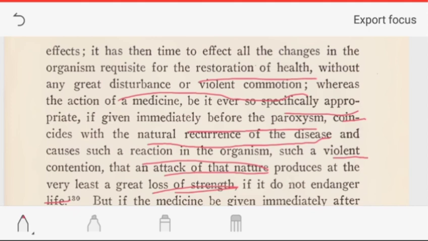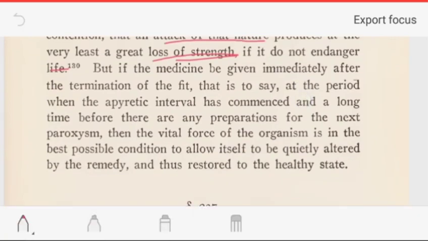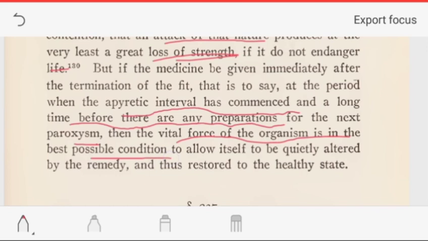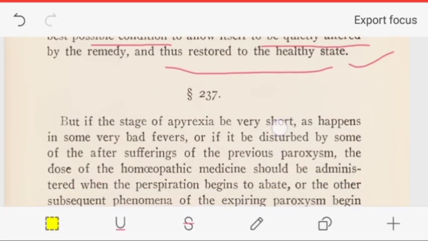That is what Dr. Hahnemann says: do not give the medicine at the time of the paroxysm or immediately before the paroxysm. Give it always when the patient is free from the febrile condition. But if the medicine is given immediately after the termination, what advantage do we find? The apyretic interval has commenced, and a long time remains before any preparation for the next paroxysm, so the vital force has the ability to alter the condition under the remedy and thus restore the health of the state. So Dr. Hahnemann says the advantage of giving the medicine in the non-febrile condition, when the paroxysm is not occurring, is that the vital force has much time to defend against the natural disease, and it provides restoration of health. That is what is written.